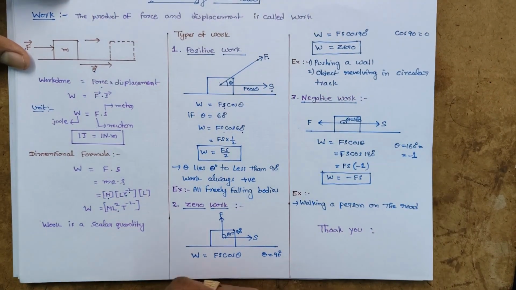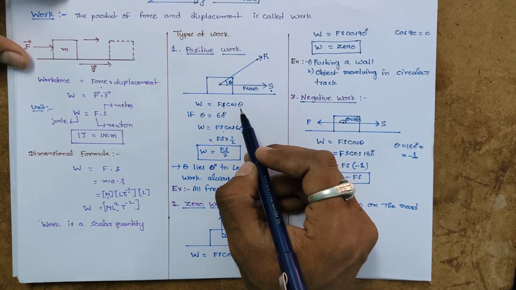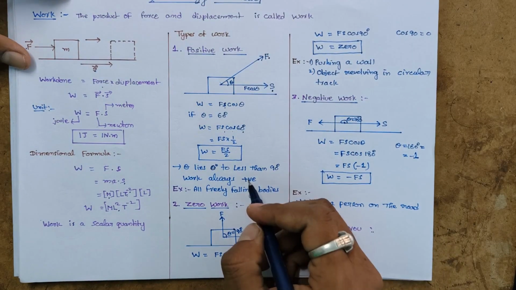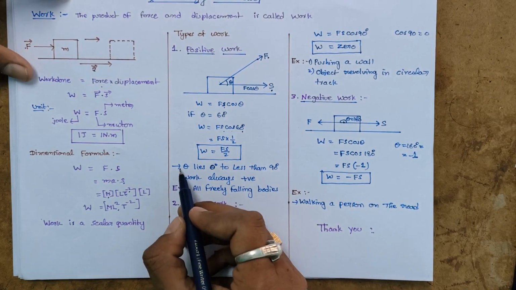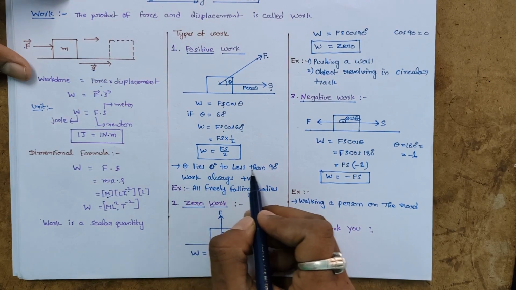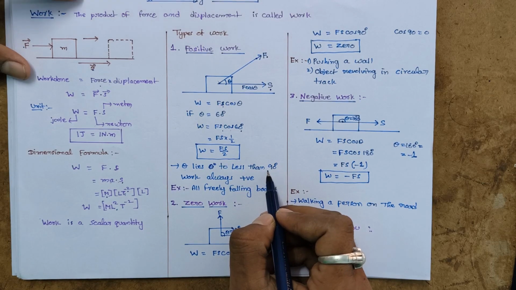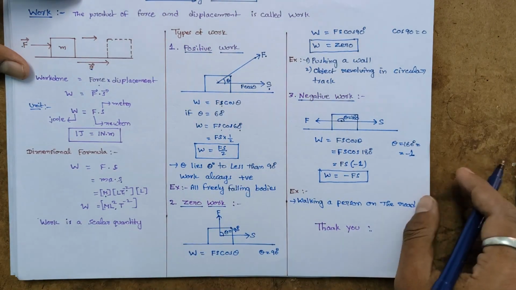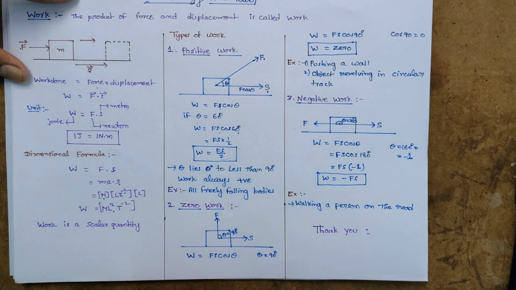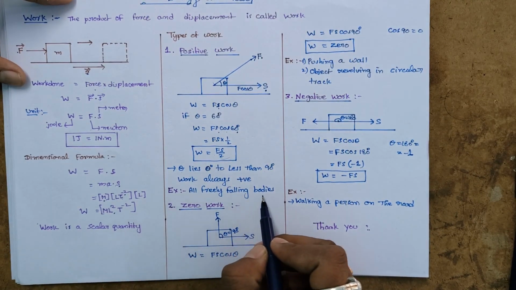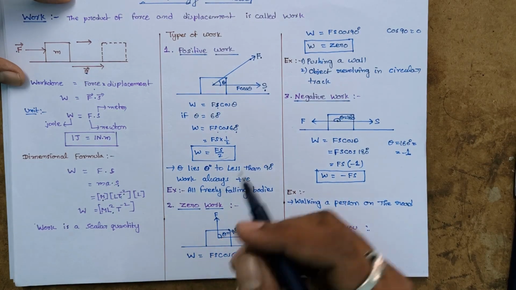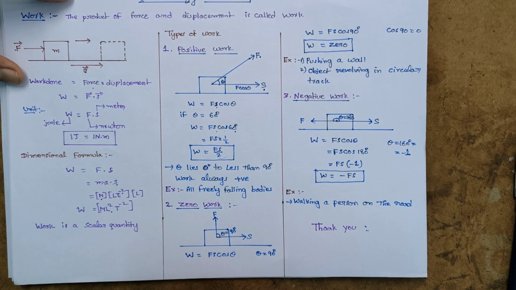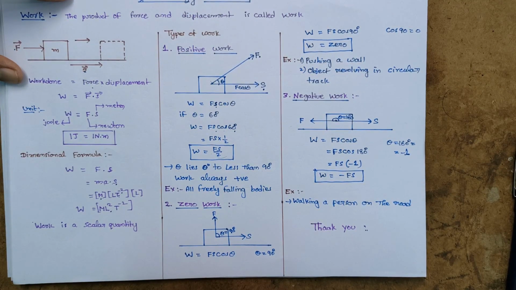Suppose theta is equal to 30 degrees. Then W is equal to Fs cos 30. The value of cos 30 is root 3 by 2, so work done is Fs root 3 by 2. If theta is equal to 45 degrees, you will get Fs by root 2. So the point is, if theta lies from 0 to less than 90 degrees, then the work done is always positive. The best example is all freely falling bodies. Whenever an object falls freely, the force acts in the downward direction and the displacement is in the same direction, so theta is 0 degrees, cos 0 is 1, and work done is Fs.